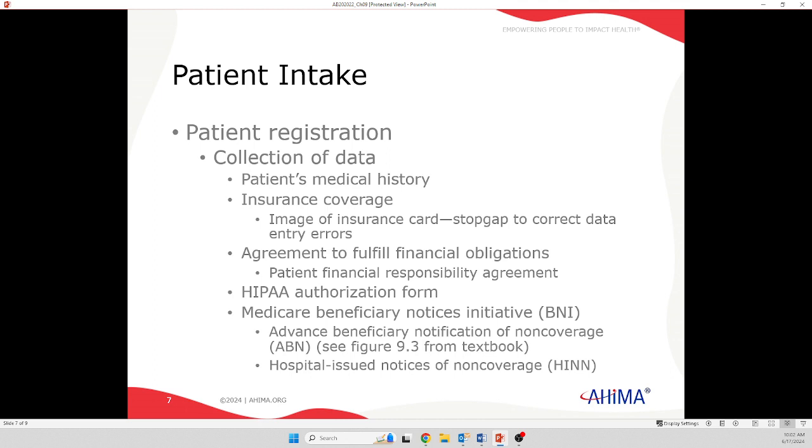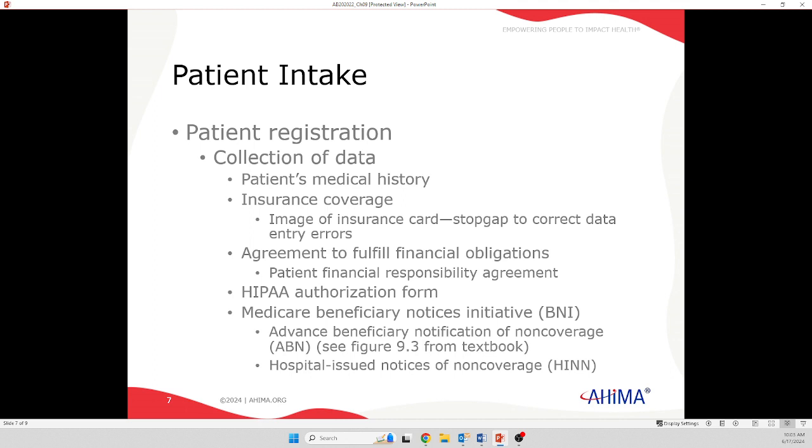Next, we have our Medicare beneficiary notices. That's B&I, and there's two of them. We have an ABN and an HINN. An ABN is for outpatient and physician services, and then the HINN, of course, is for hospital inpatient. These are the notices that communicate the financial liability and appeal for patients who have Medicare. This is that patient financial responsibility that's specific to Medicare, and it says what treatment is not going to be covered, and it has to state why it's not going to be covered.